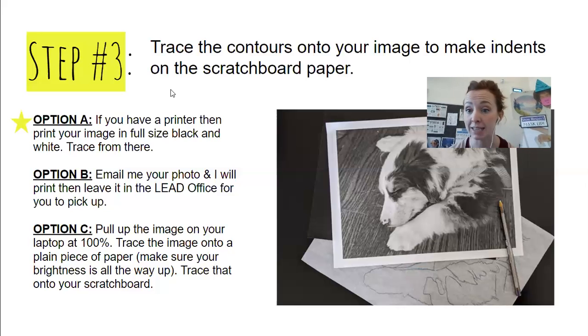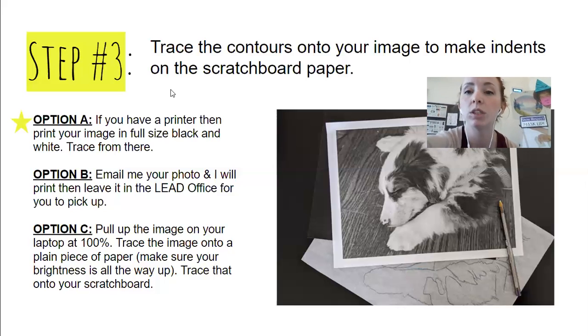Or option C, if you really can't get to lead to pick that up and you don't have a printer, another way to do it is to take your image on your computer, make sure that it's filling up the screen so you can put it on like a slideshow and have that slideshow present so it's just filling the screen of your image. Take just a regular piece of paper, okay, and put that paper on top of your computer with the brightness all the way up and trace over it. So you're tracing those contours.